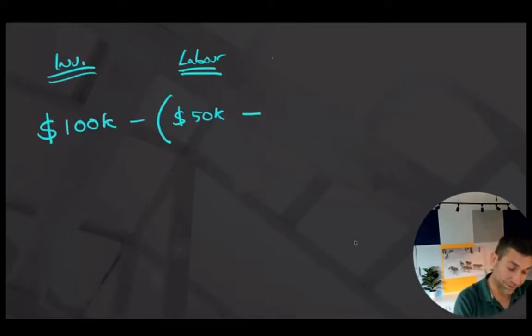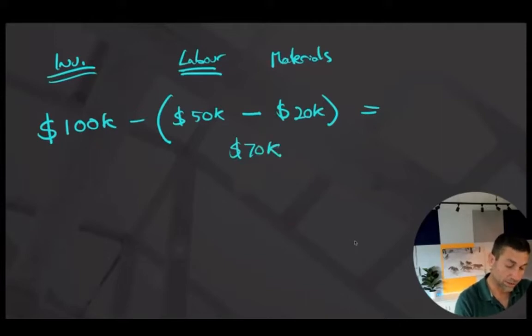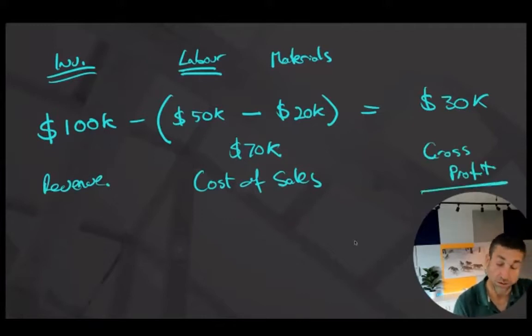Minus materials. And I might have spent $20,000 on materials, right? That's 70,000 between the two. So my direct cost of goods or cost of sales is $70,000. This is $100,000 is my revenue. That leaves me with $30,000 gross profit. I've made that much money.